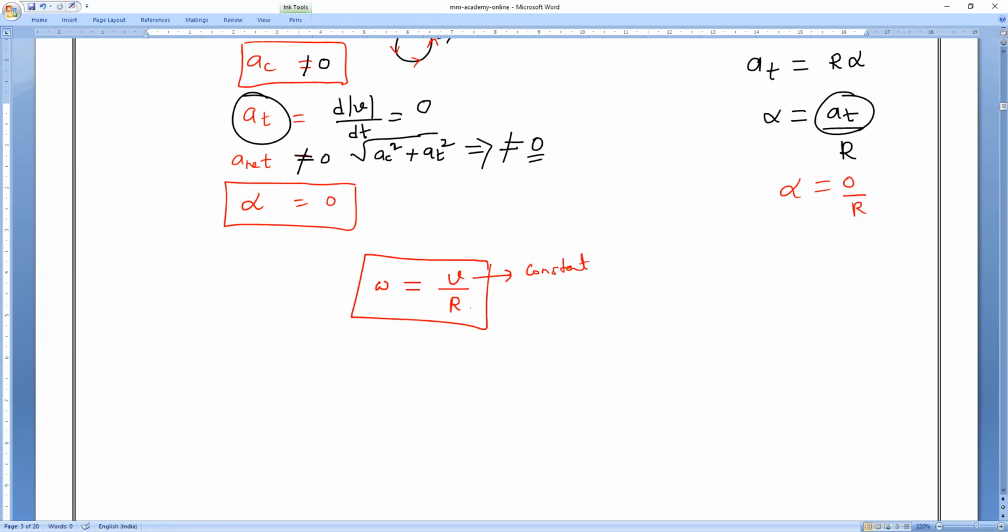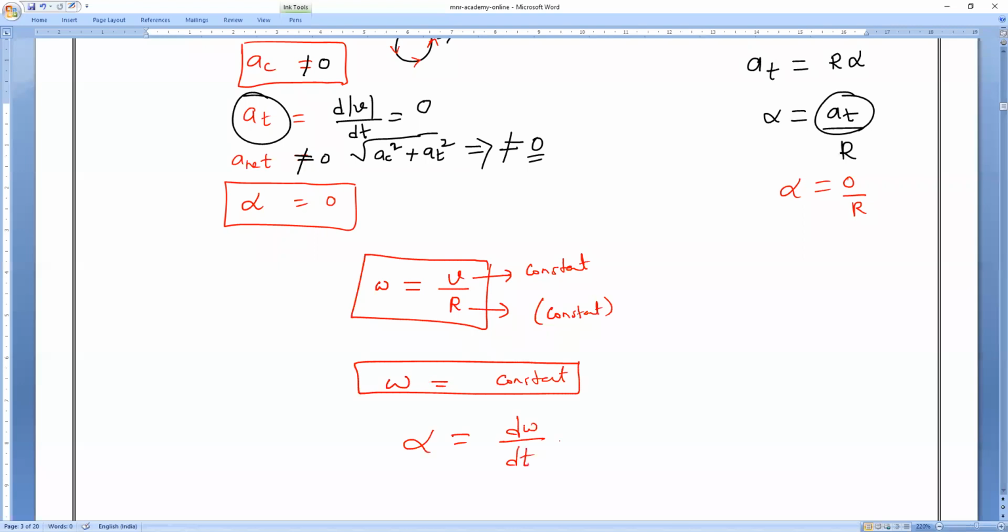V remains constant, and we already know that r is also constant. Constant by constant means omega will also be constant. Now, what is the angular acceleration formula? Angular acceleration is d omega divided by dt. So if omega is constant, then what is the angular acceleration? It is 0. That is what you have to remember.